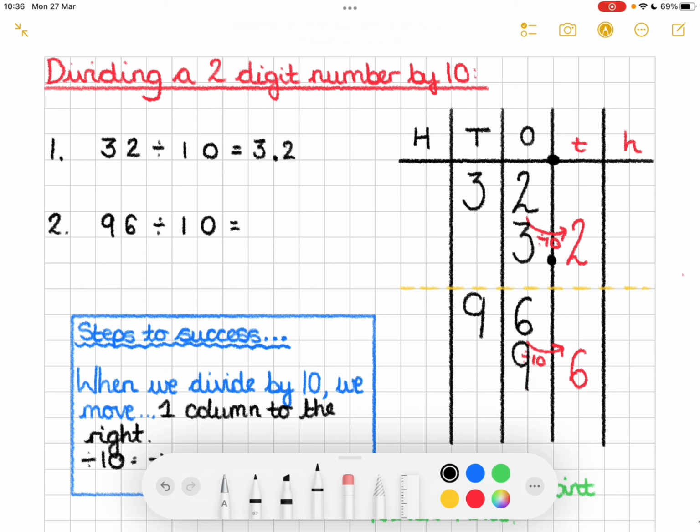And my decimal point now comes into play because I've got some tenths. So my number is 9.6. So 96 divided by 10 is 9.6. Never forget to go and write your answer.